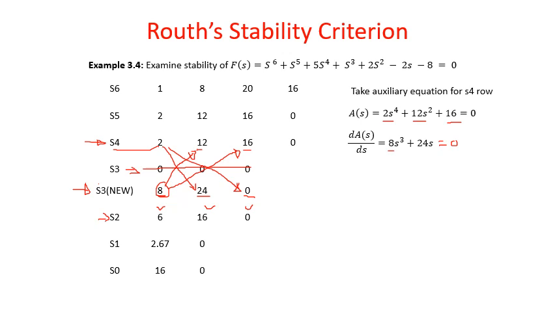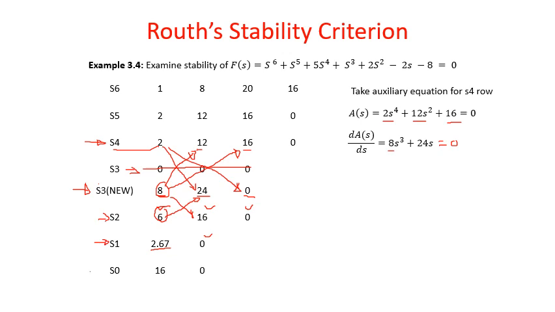Next, coming to the s1 row. For that, 6 multiplied by 24 minus 8 into 16, divided by 6. So we get a fractional value, 2.67. Similarly, 6 multiplied by 0 minus 8 into 0, divided by 6, you will get a value equal to 0. So it will be 0.